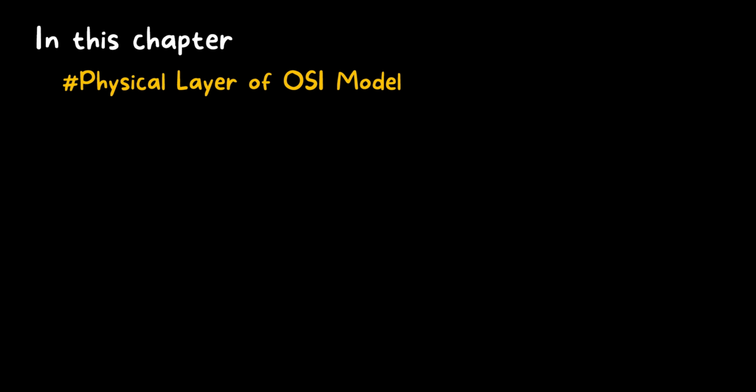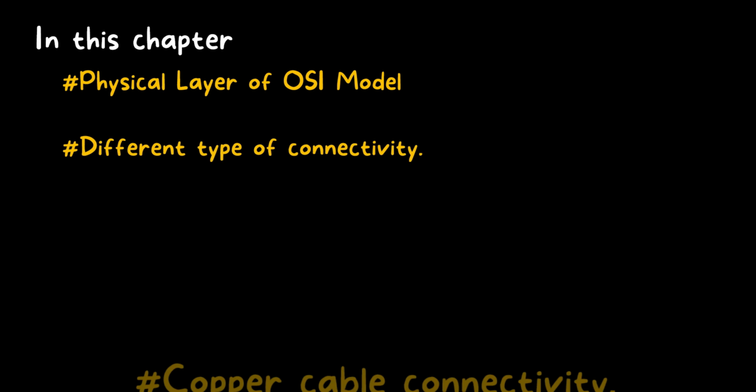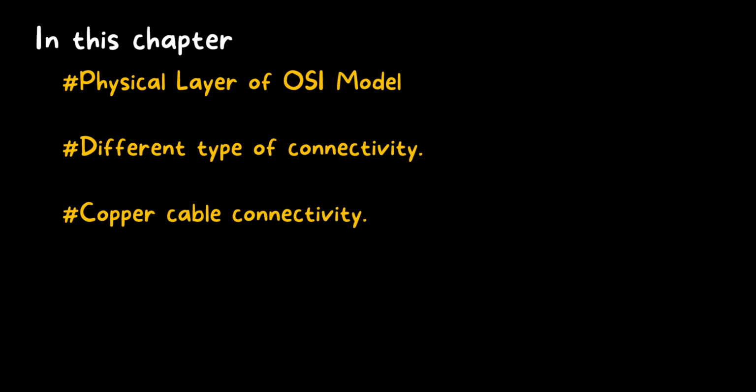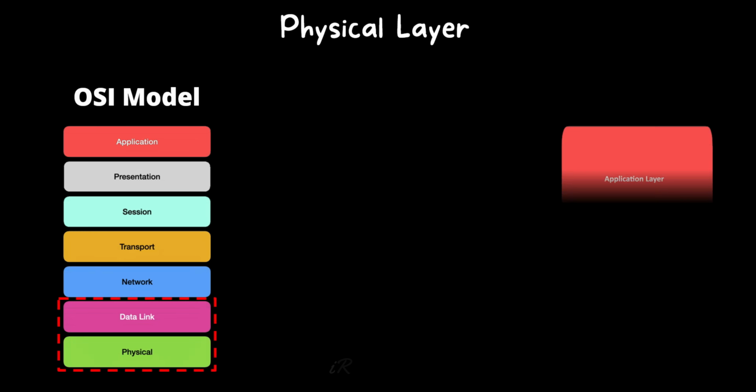In this chapter, we are going to discuss the physical layer of the OSI model, different types of connectivity, copper cable connectivity, fiber optic connectivity, and finally the wireless connectivity. So what is the physical layer?